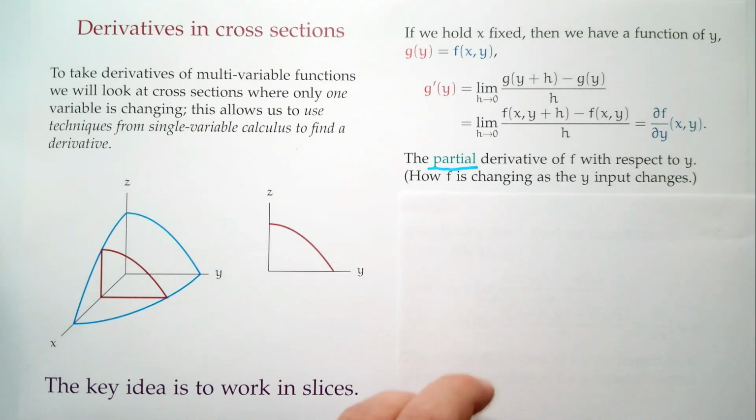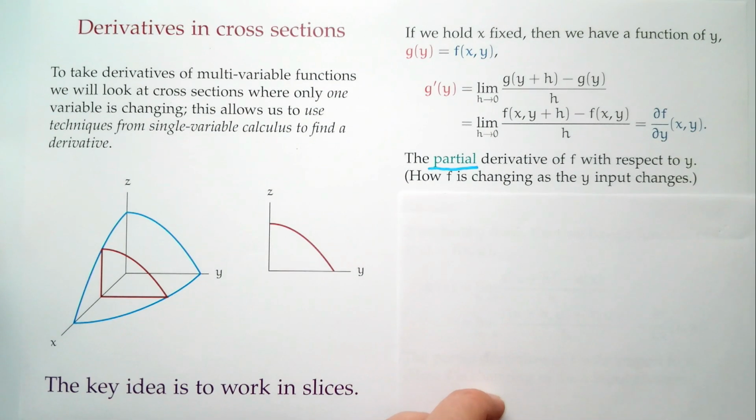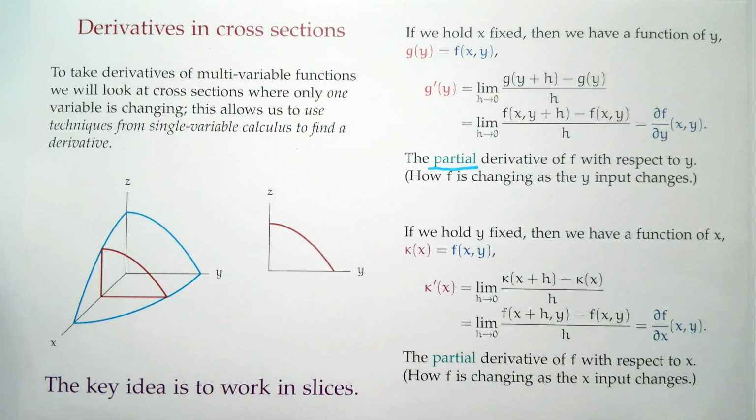All right. Now you could say, what if I want to do x? And the answer is something similar. So you could hold y fixed, and then what you have is a function of x. So we can call it some other function, like kappa or k. So k of x again. Now y is the part that's fixed. x is the part that varies. So again, you can run through the derivative, and you can conclude, okay, we have partial f partial x of x, y, where x is the part that's varying.